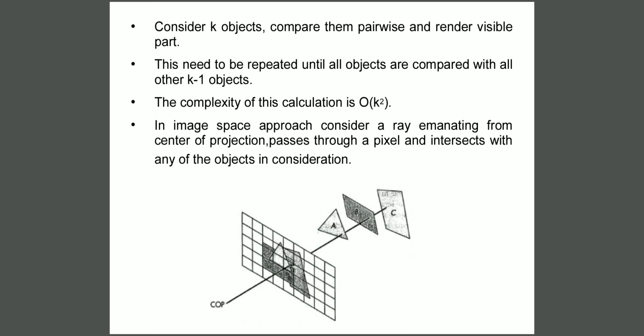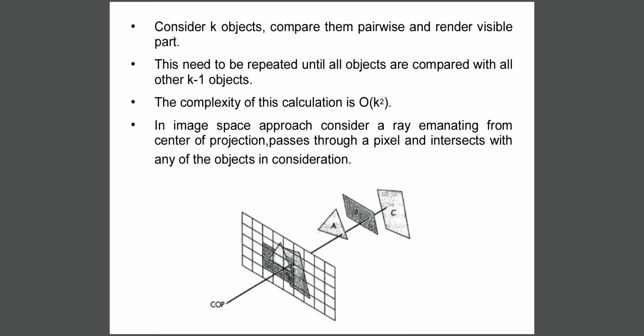Then the second approach is the image space approach. In an image space approach, we are not going to compare one polygon with all other polygons or one object with all other objects. Then how can we perform hidden surface removal? Here, the grid we are observing in the diagram is nothing but a frame buffer or a display system.